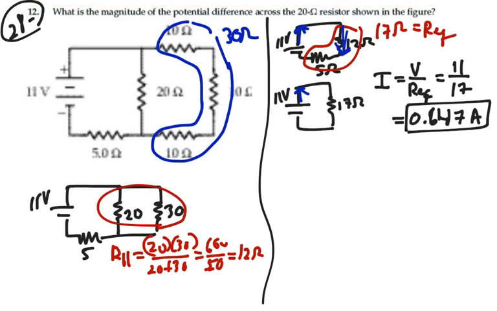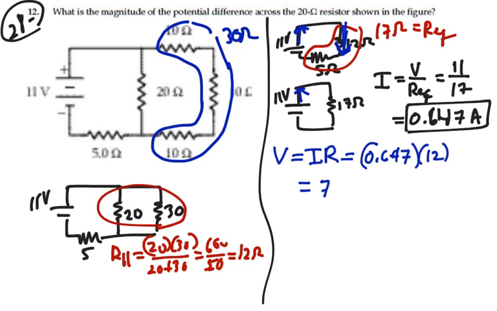which means that the voltage through this 12 ohm resistance over here by Ohm's law will be equal to that current times that resistance. And that is going to be 0.647 amps times 12 ohms. And that is going to be equal to what? 7.76 volts. That is the voltage across the 12 ohm resistor.